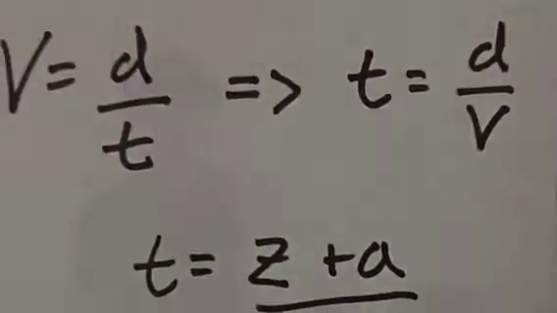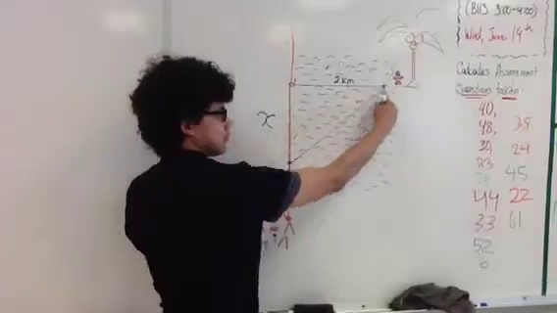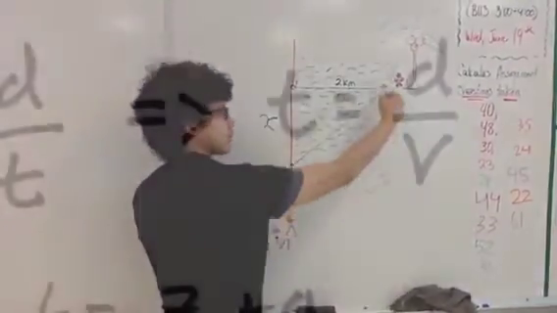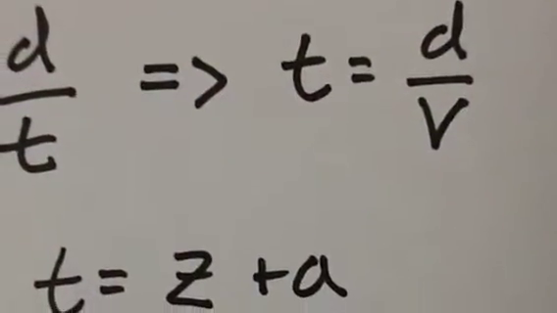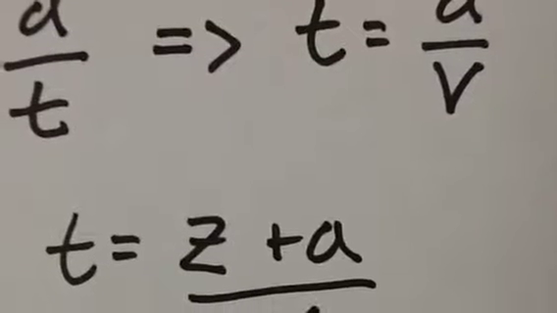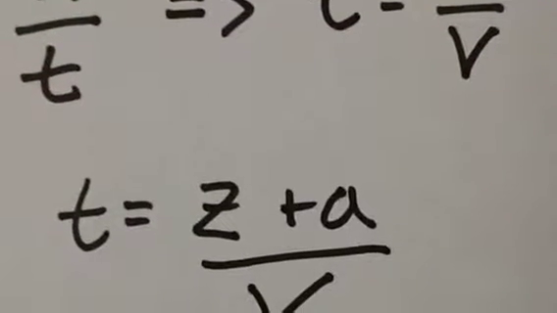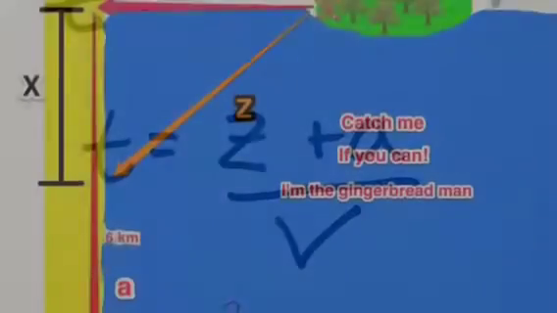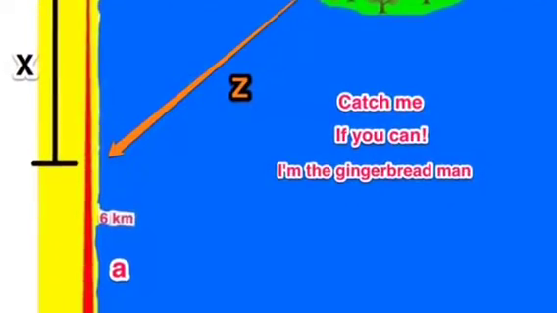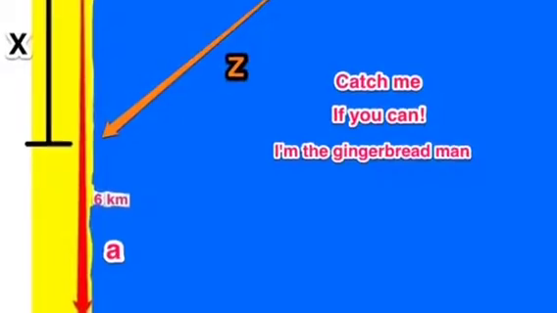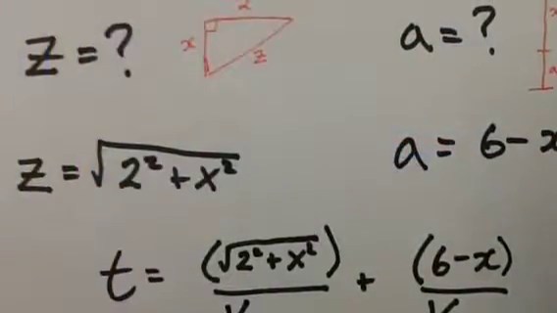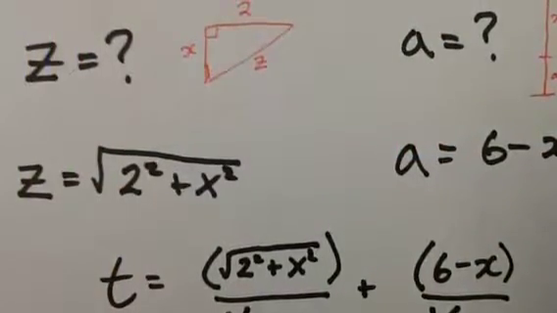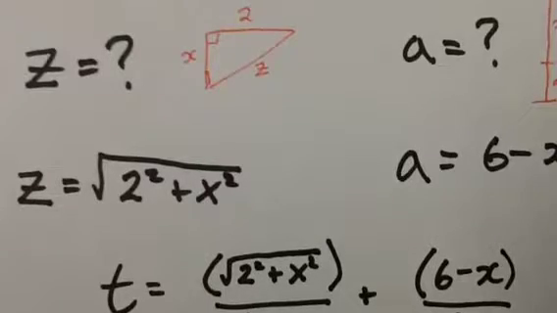Time equals distance over velocity, so we want the total distance traveled in the Gingerbread Man's adventure. The distance traveled will be z and a. But since z and a have different velocities, they will be simply added separately, as shown. The distance z will be divided by the velocity of z. All that will be added to the distance of a divided by the velocity of a. Now, what is z and a?